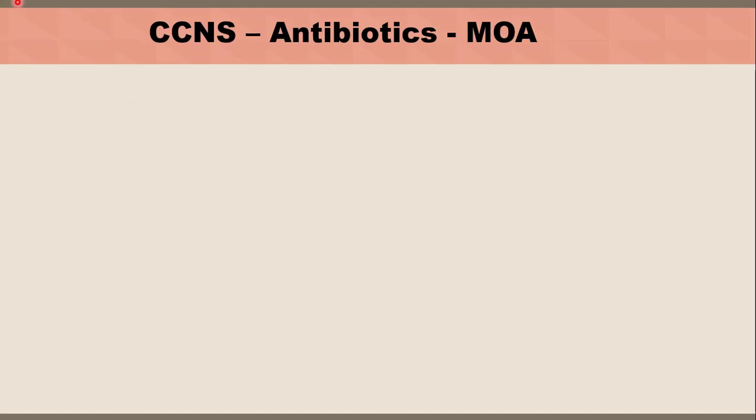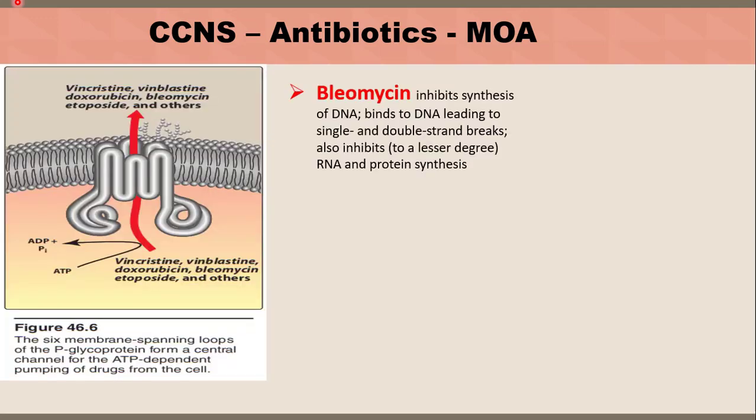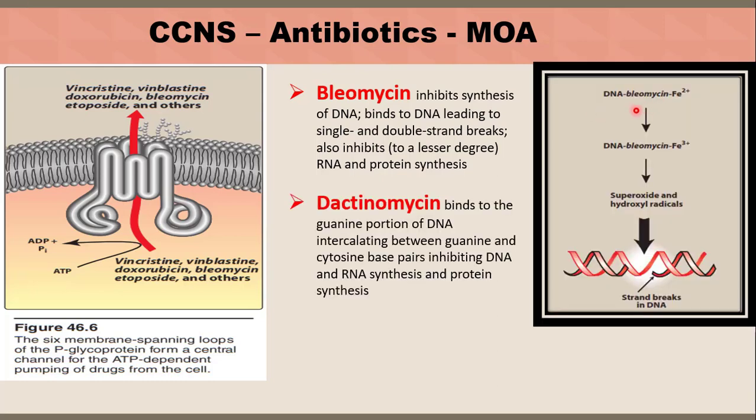To discuss the first two anti-cancer antibiotics out of 8 members that we're gonna pour over in this presentation. First is bleomycin, which inhibits synthesis of DNA, binds to DNA leading to single and double strand breaks, also inhibits, to a lesser degree, RNA and protein synthesis. As you can see in the picture here, DNA bleomycin ferrous complex is converted to DNA bleomycin ferric complex, yielding superoxide and hydroxyl radicals that cause DNA strand breakage. Second is dactinomycin, which binds to guanine portion of DNA, intercalating between guanine and cytosine base pairs, inhibiting DNA and RNA synthesis and protein synthesis.